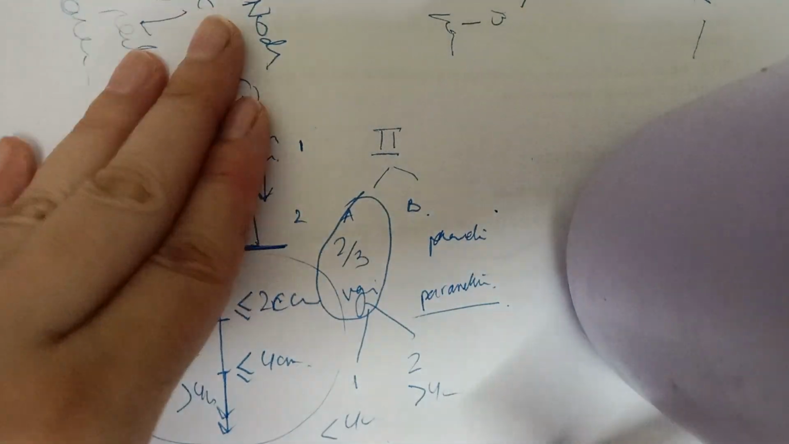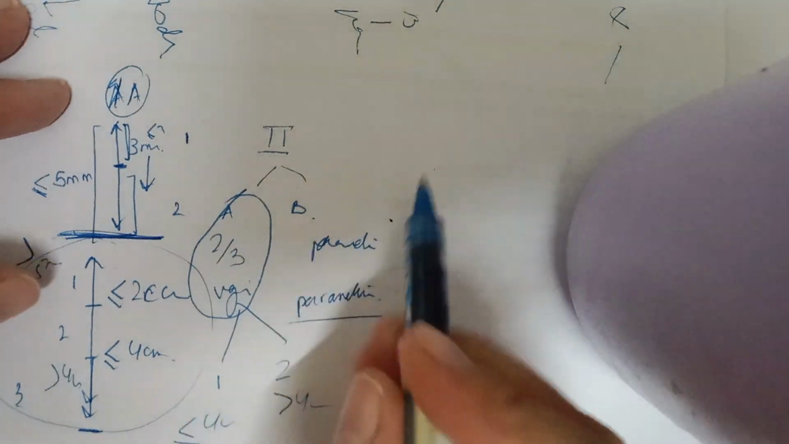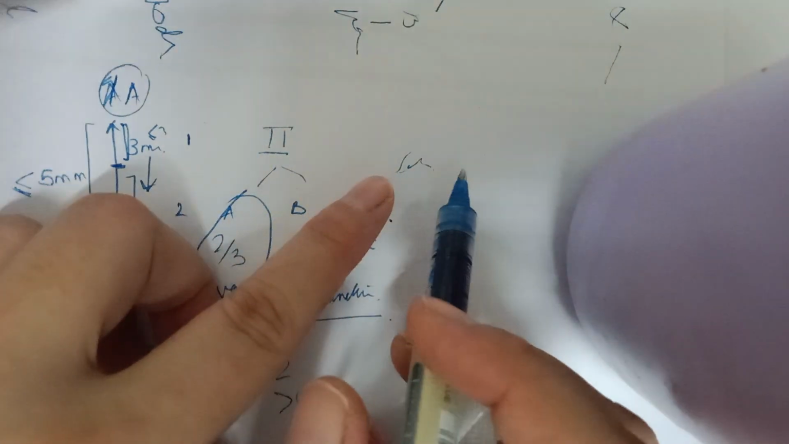Now we're going to talk about stage 3. Stage 3 involves the remaining portion of the vagina, that was the lower 1/3. The pelvic side wall was not involved in 2B. Now it's involved in stage 3, okay?